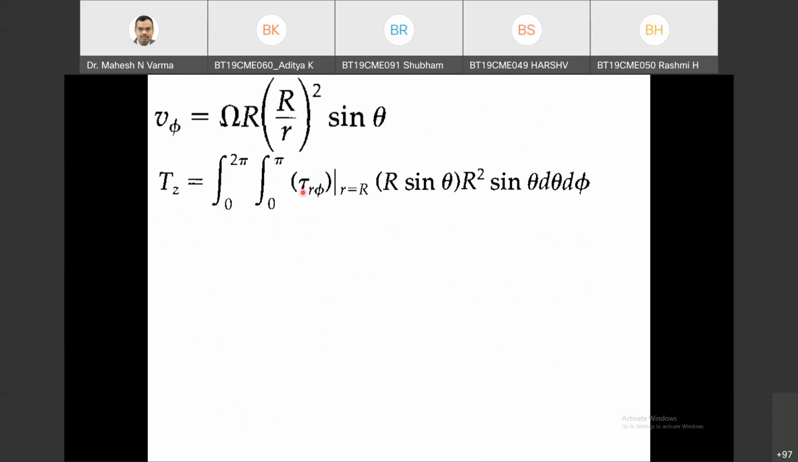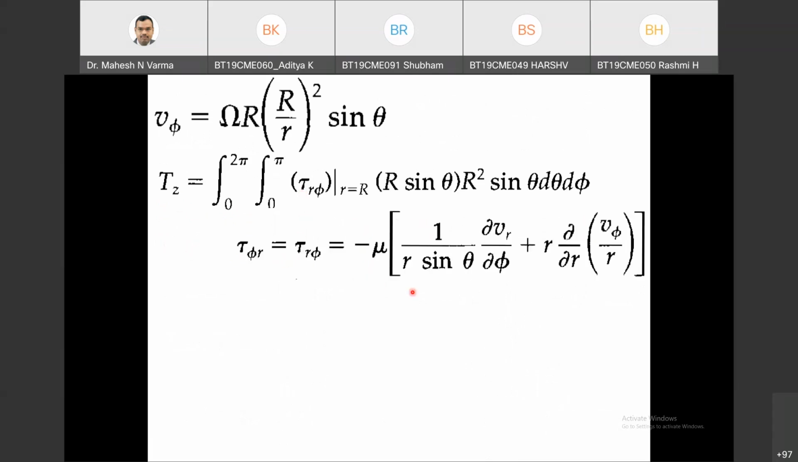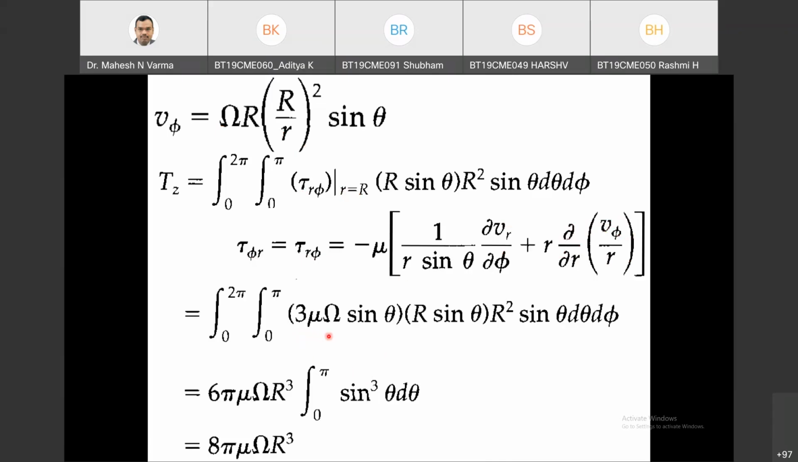And how do we get this tau r phi? This is the generalized Newton's law of viscosity for the spherical coordinate system, tau r phi, with Vr equals 0. Substitute v phi in this equation, differentiate with respect to r divided by r, at r equals R. Now integrate with respect to theta and phi. This will be sine cube theta d theta, and theta varies from 0 to pi. Integrating, you will get 8 pi mu omega R cube.